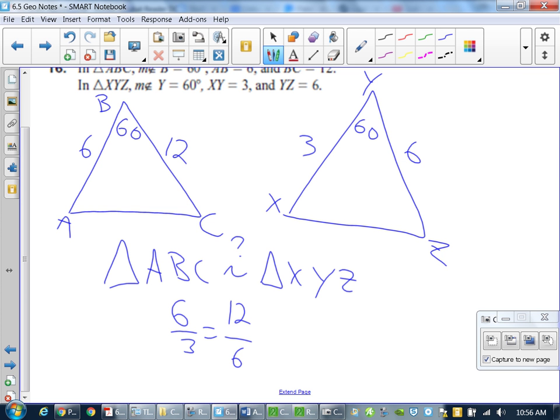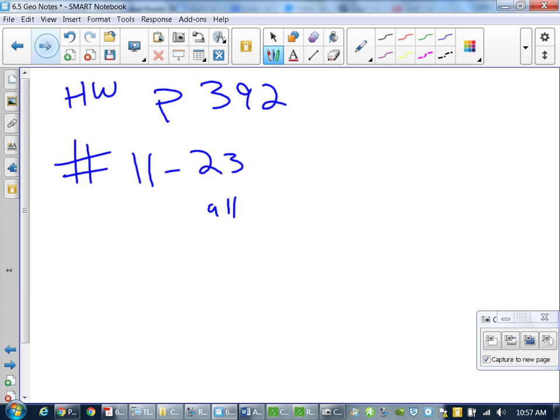Because if it was a 1-to-1 relationship, it would be congruent, because the sides aren't equal. If sides are equal, the ratios are 1-to-1. Yeah, that's how that would work. Do those, please. I will put up the first few here in a second. You can get started.